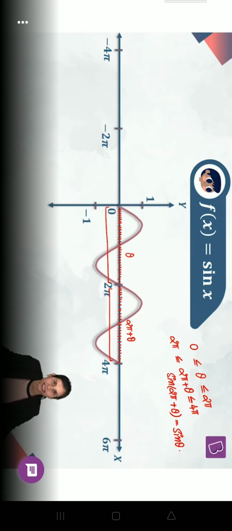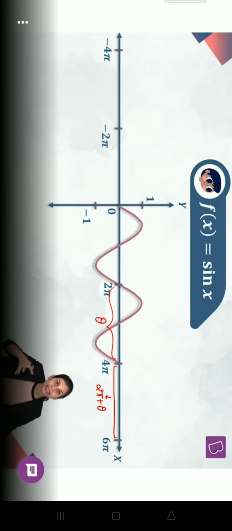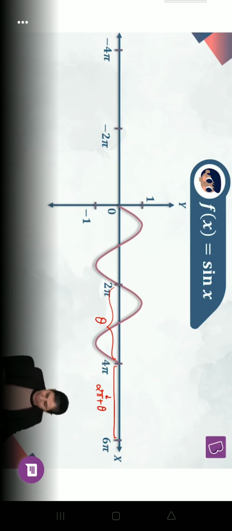You are getting that corresponding to each and every angle theta in 2 pi to 4 pi, I have a respective angle 2 pi plus theta in the interval 4 pi to 6 pi, such that sine of 2 pi plus theta is the same as sine theta. That means again, whatever is the graph of the sine in 2 pi to 4 pi, a replica of it will be the graph of sine in the interval 4 pi to 6 pi. Similarly, a replica of this will be the graph of the sine in 6 pi to 8 pi, 8 pi to 10 pi, 10 pi to 12 pi, and so on. That's how you get the graph of the sine function corresponding to the non-negative x-axis.